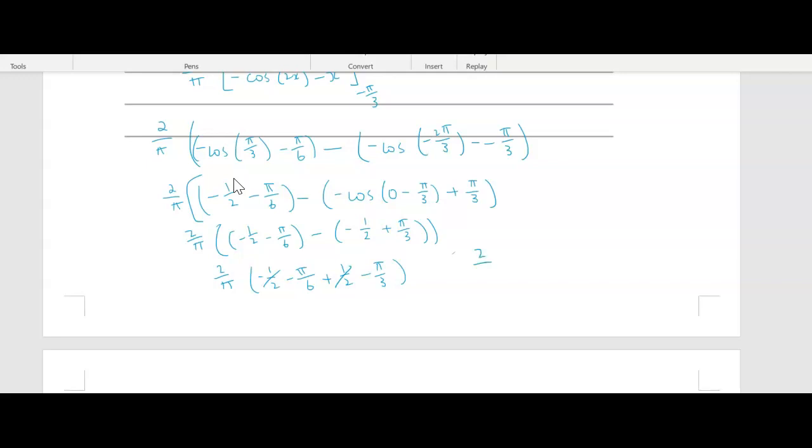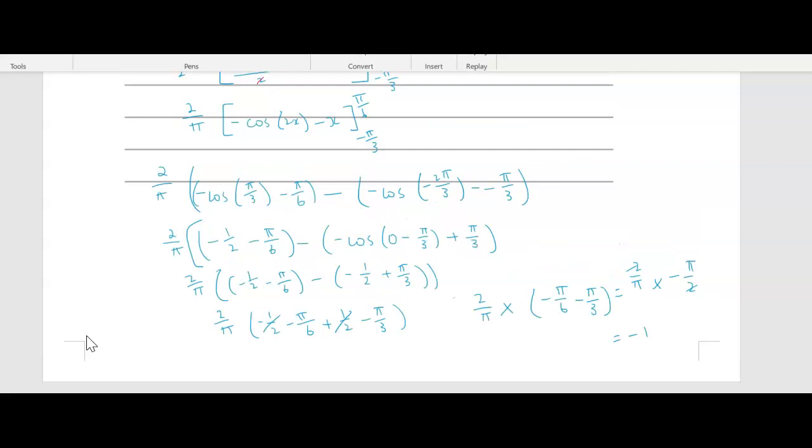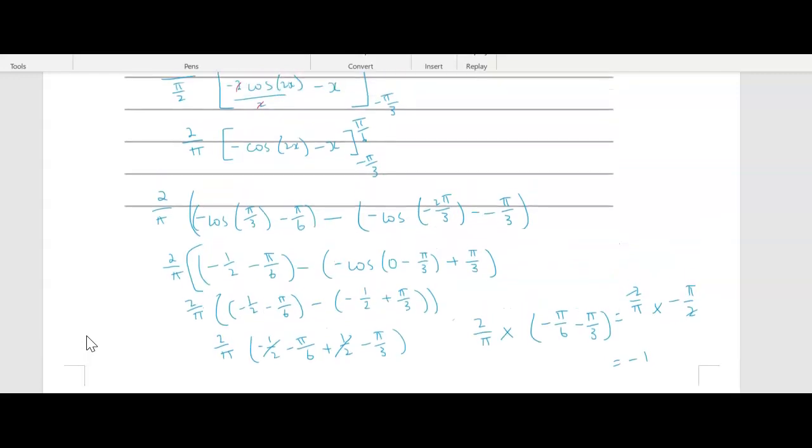So we're left with 2 on pi times negative pi on 6 minus pi on 3, which is 2 on pi times. All right, so negative pi on 6, so negative pi on 2. Oh, is it going to be negative 1? I don't, let's just check. All right, so my answer is wrong. So I'm going to go back and just check.